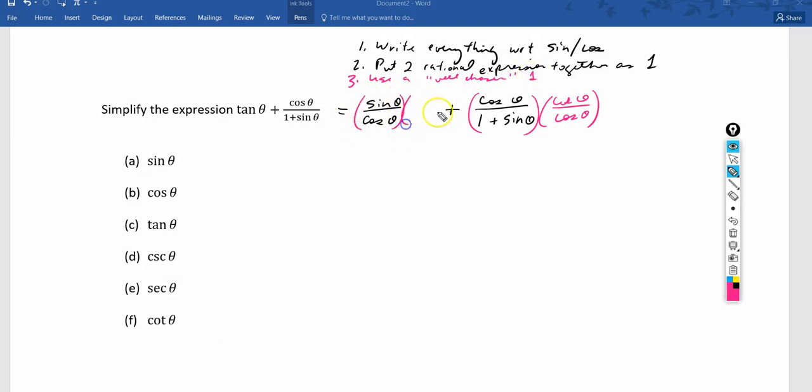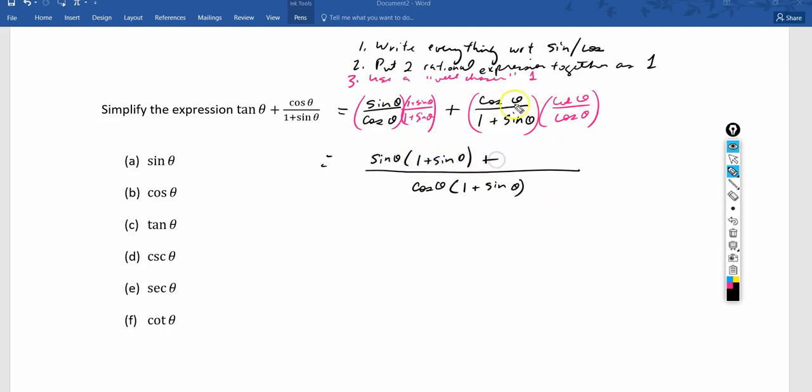And here, to add or subtract these, they have to have the same denominator. I need to multiply top and bottom by 1 plus sine theta. So these now have the same denominator. The denominator is cosine theta times 1 plus sine theta. Make sure you keep that 1 plus sine theta inside parentheses or it'll be wrong. And then in the numerator, I'm going to get this. Again, make sure that's in parentheses. And here, cosine theta times cosine theta is cosine squared theta.